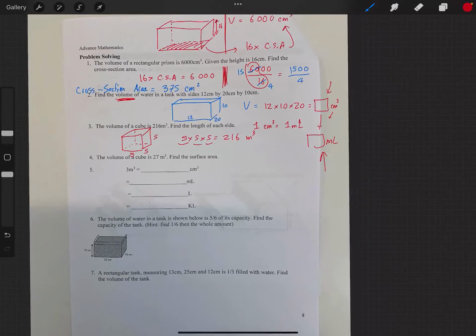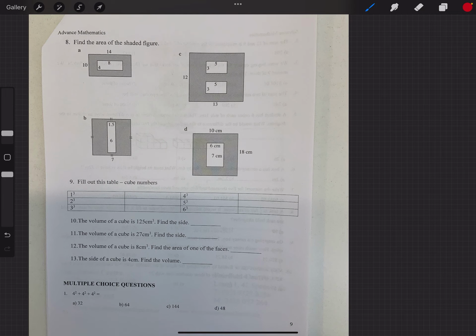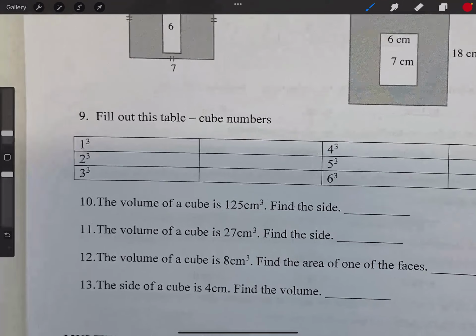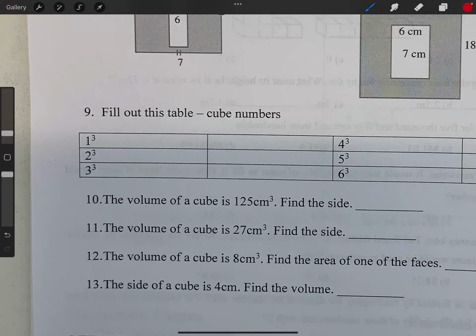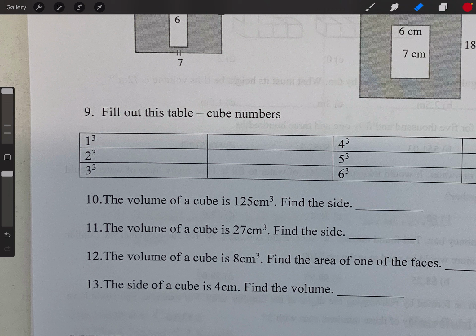Well, maybe if we go to the next page, it might be able to help us with this one. Let's look at question 9. Fill out this table. Okay, 1 cube, let's fill out this table. 1 cube means 1 times 1 times 1, which is 1. 2 cube means 2 times 2 times 2, which equals 8.